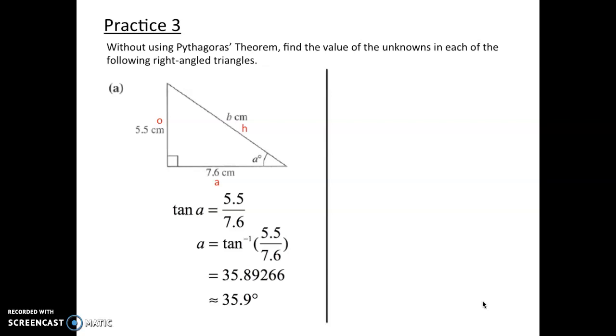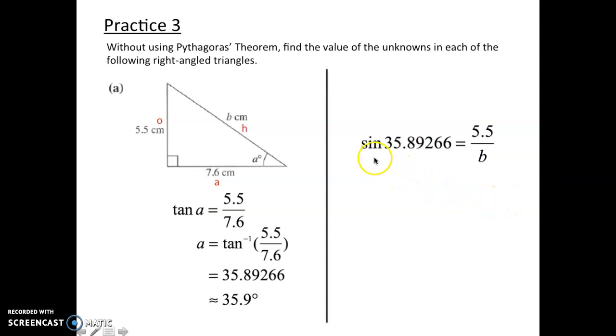So now that we have unknown angle A, we still have one more unknown to find, B, and we cannot use Pythagoras' theorem. Hence, we are going to use the angle that we have found in part A to our advantage. So using two sides, in this case I'm going to use the opposite side together with the hypotenuse side. Hence, I'll use sine. If you like to use cosine, that's also possible by using the adjacent side and the hypotenuse side. It should arrive at the same answer for you.